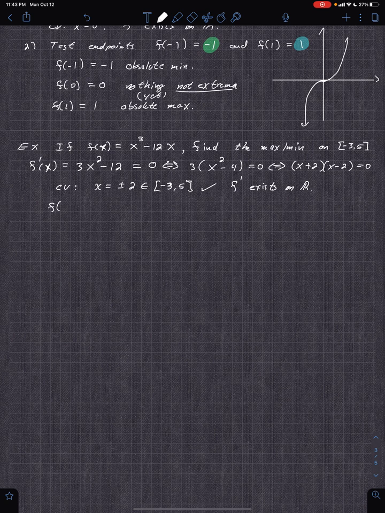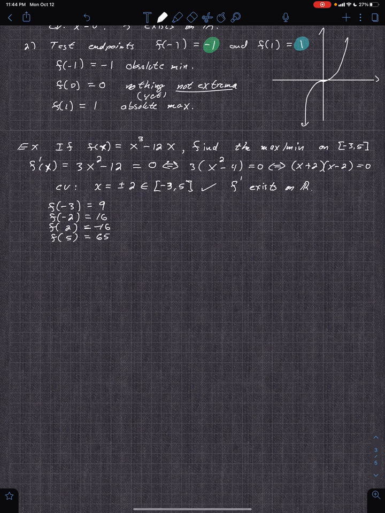So now you just test everything. Test endpoints, so you do f of -3. I'll just tell you what it is. You evaluate, you get 9. F of -2, you get 16. F of 2, you get -16. And f of 5, the endpoint, you evaluate and you get 65.